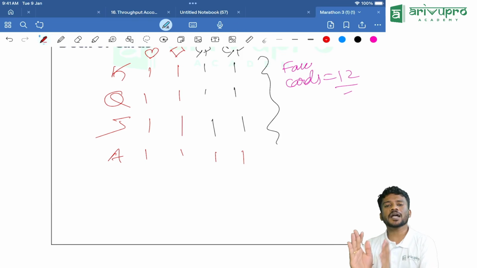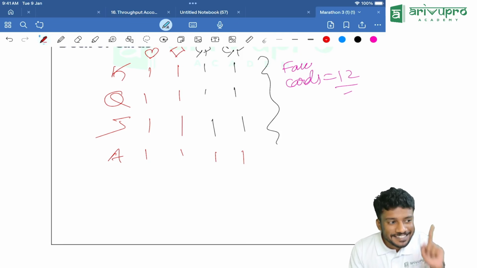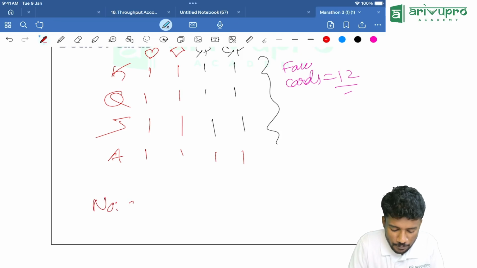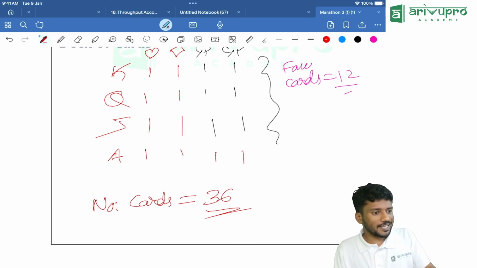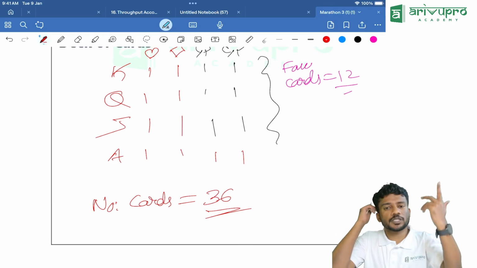How many number cards are there, people? You tell me. Number cards are 36, not 30 plus, 36 number cards are there. Make a note. Sometimes they will directly ask, and that time you will not lose time. Anyway, you will be answering the question, but we need to save time. So number cards is how much now? 36. Now the next question for you.